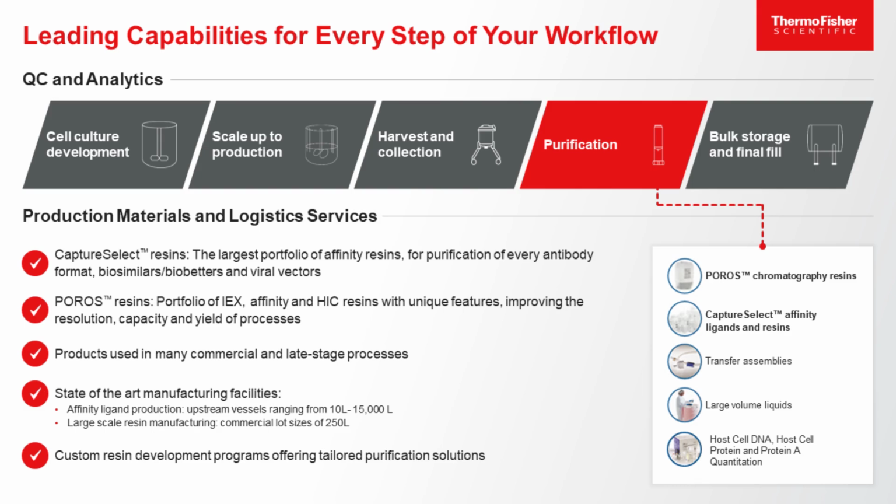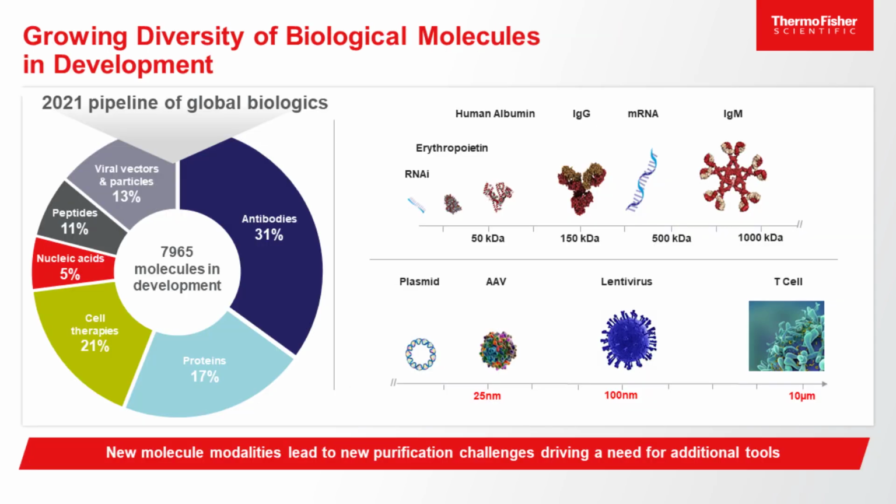And these products are all used in many commercial and late-stage processes, being produced in state-of-the-art manufacturing facilities, whether it is the affinity ligand production, which we have in the Netherlands and Lithuania, as well as our large-scale resin manufacturing capabilities within the Bedford site in the US. Besides our portfolio for types and classes of molecules, we also offer custom resin development programs, which are tailored towards specific customer molecules.